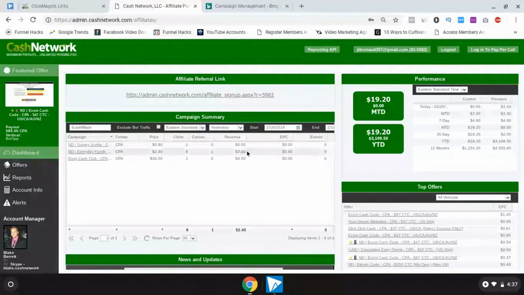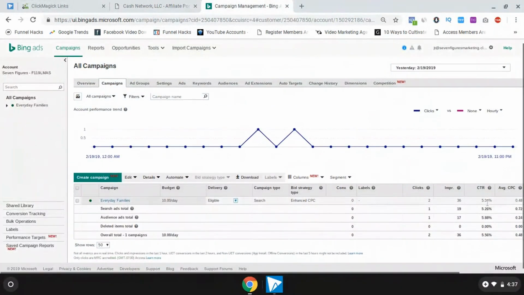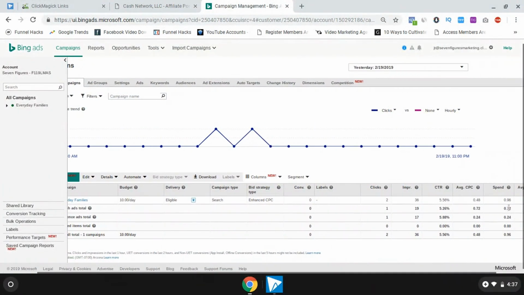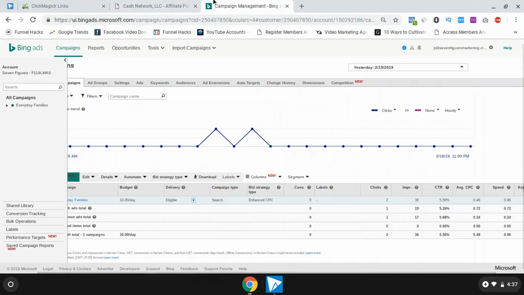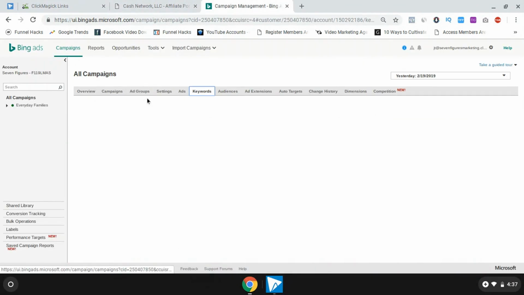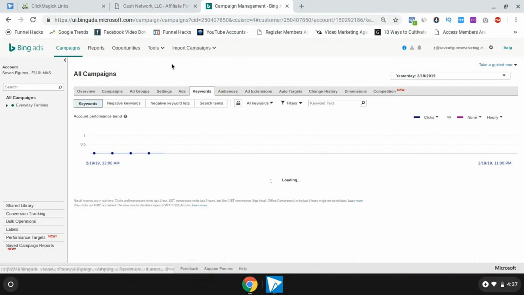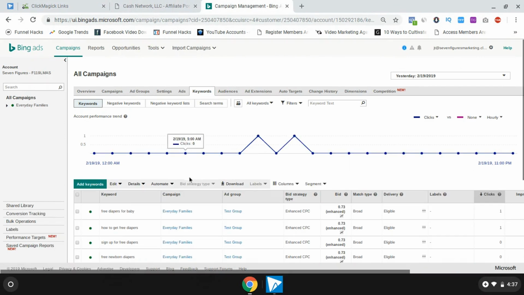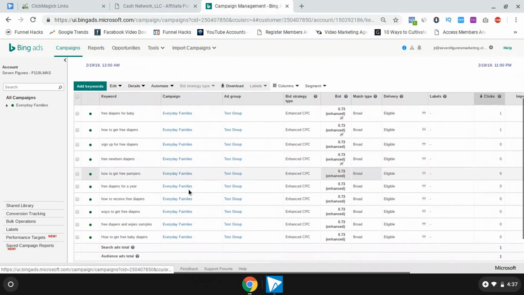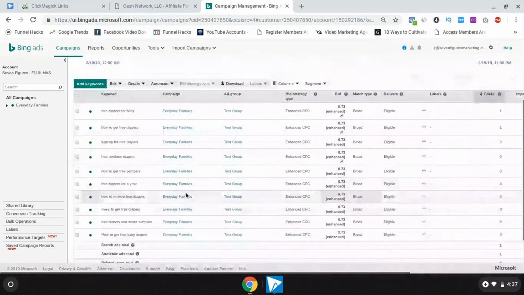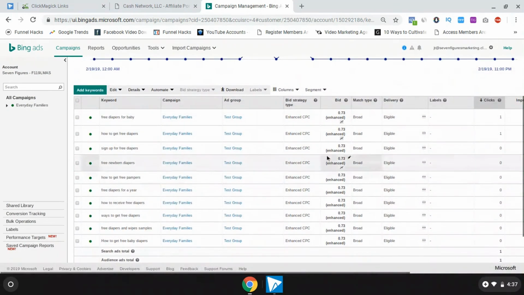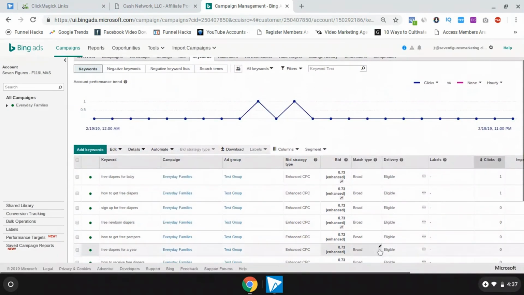As you can see, we got 1 commission of $2.40, and let's see how much we spent yesterday. So we spent a total of 96 cents and made $2.40. Now in the future, I'm definitely going to be adding more keywords, split testing more ads and things like that. So it's pretty nice. We're in profit on day 1, even though it's only $1.40 profit. It's better than nothing.